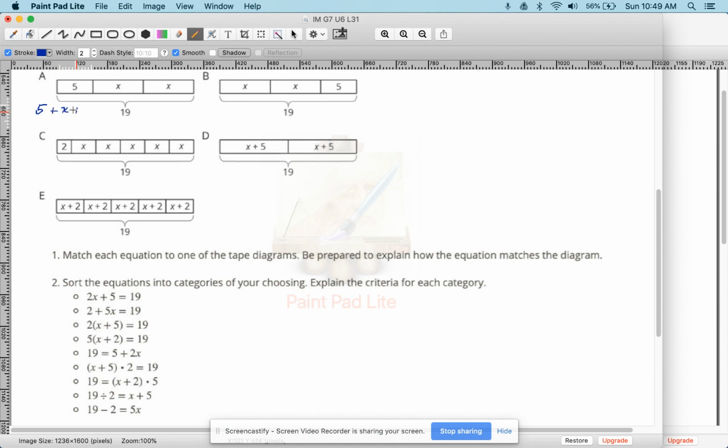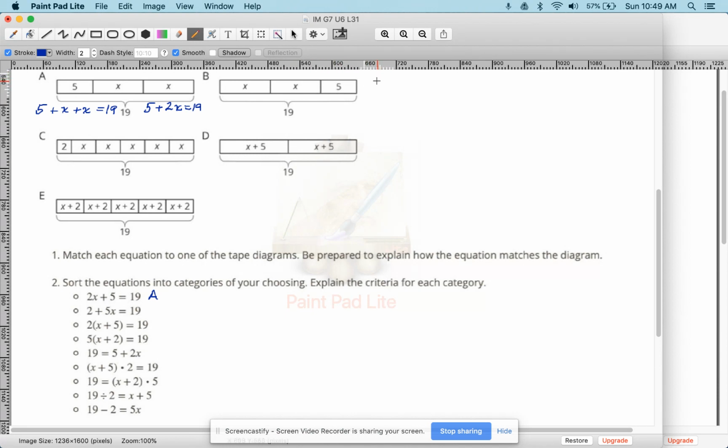plus x equals 19. And we learned in our earlier lesson that if we see something being added to itself more than one time, we can change that to multiplication. So we have 5 plus 2 times x equals 19. So it looks like for this first one, A matches for sure, but I see that in B, we also have something similar, only the x's and the 5 are reversed.